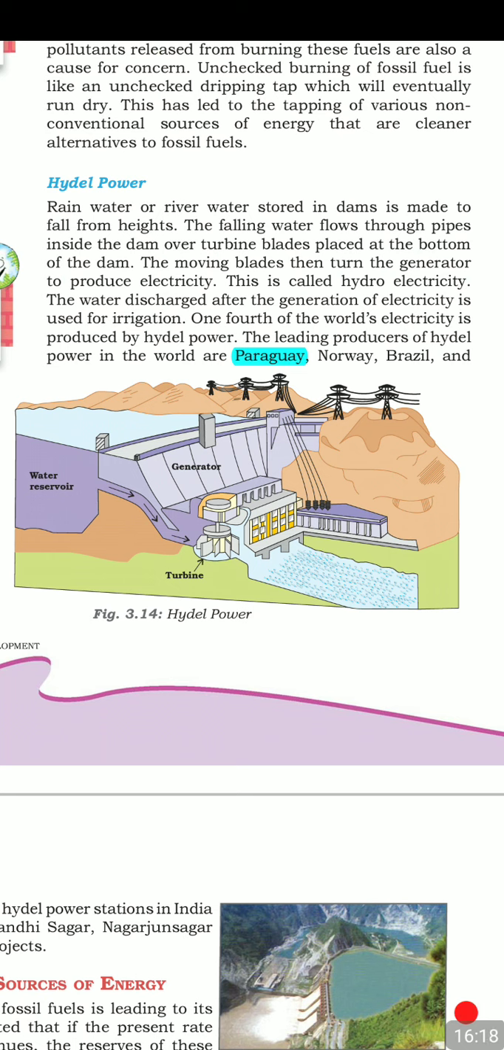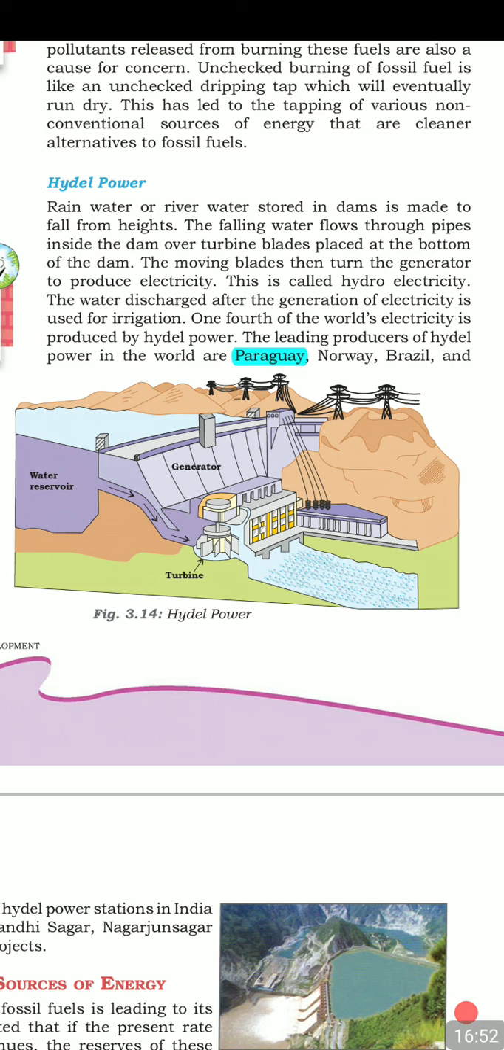This is tidal power. The diagram is important, where this is the water reservoir, this is the dam and this is the generator here. Here are the turbines. The water moves the turbine slowly, gradually and continuously. The falling rainwater or river water stored in dams is made to fall, and the falling water flows through the pipes inside the dam over the turbine blade placed at the bottom of the dam. The moving blades then turn the generator to produce the electricity. Right? This is called hydroelectricity.